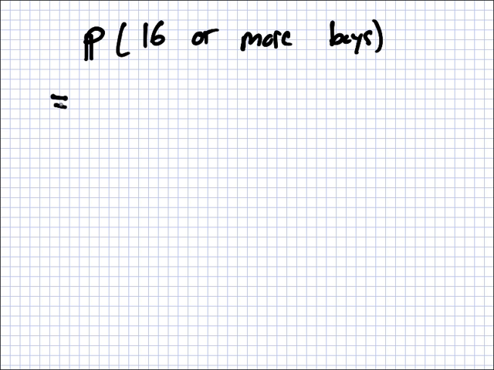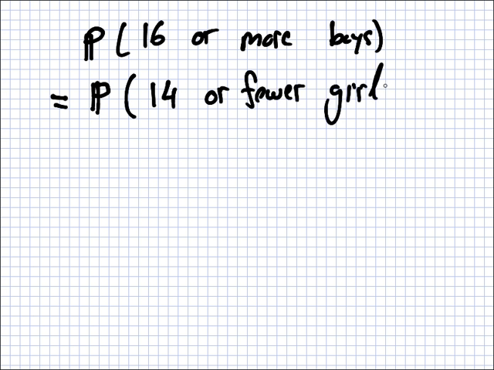But the problem is boys is 55%, so yeah, it's outside our table. So we need to change it into girls. So 16 or more boys is 14 or fewer girls, isn't it? Yeah. No, 14. Yeah. And we need to look up P is 0.45, N is 30, and X is 14.